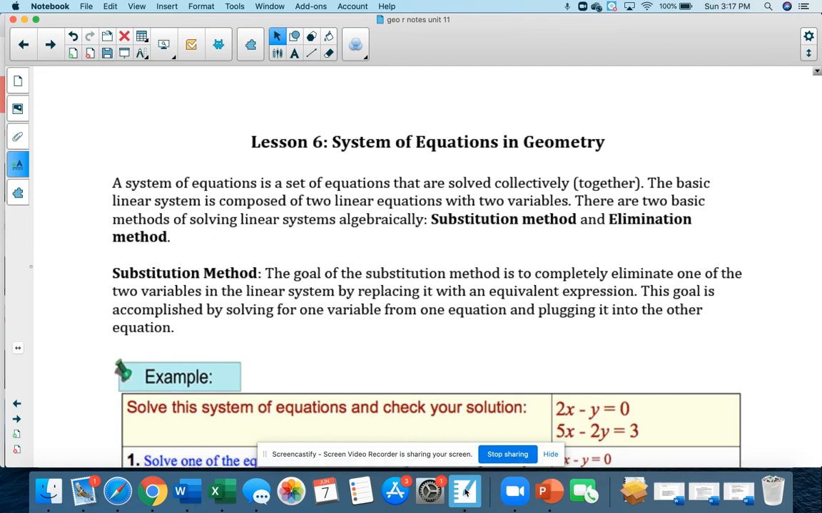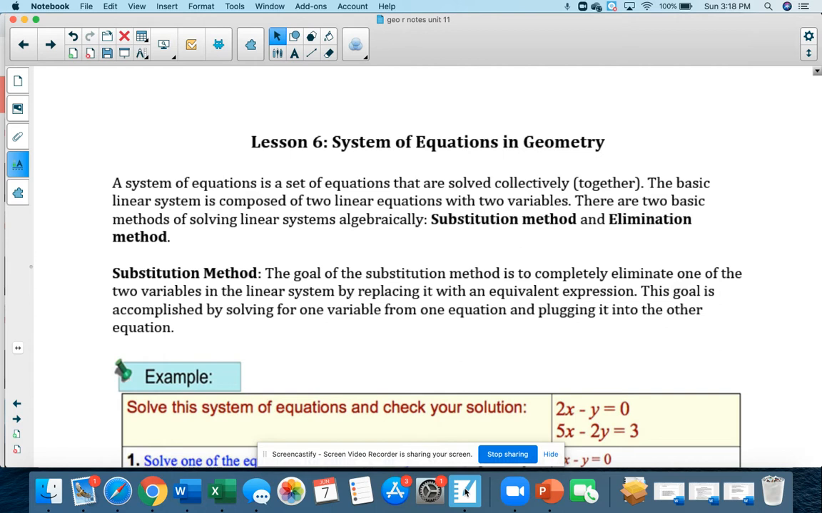Hi, Geo. So this is the last lesson ever for the year. We are doing lesson 6, which is systems of equations in geometry. So you did systems of equations last year in algebra. I'm going to review that with you now, both different kinds. There's two methods, substitution and elimination.